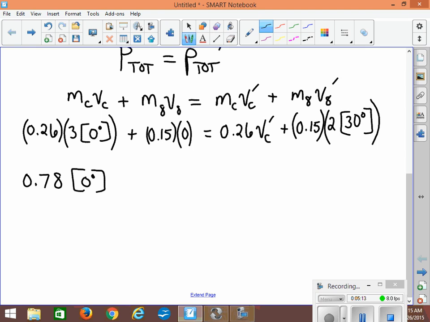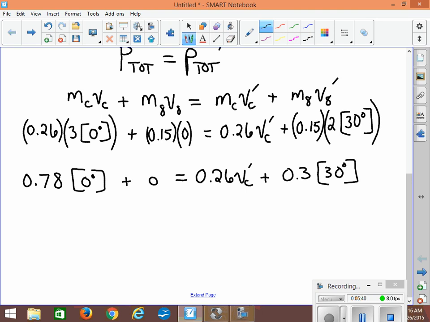Now it's a momentum, because I've multiplied the velocity, or at least the magnitude of the velocity, times the mass. And then over here, this is a 0, and then over here, if I have 0.26 times the velocity of the cue ball after, and then here, 0.3 at 30 degrees.